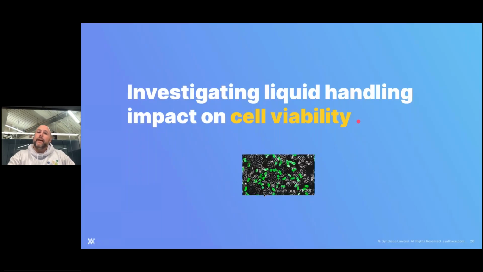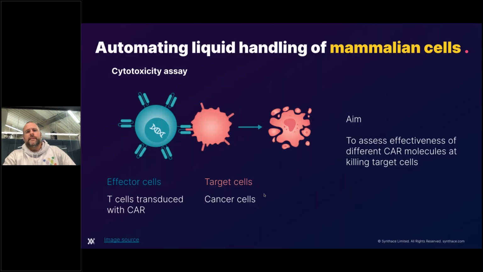So now we're going to look at an assay example where we wanted to assess the impact of handling cells using automation. The cell assay we were interested in was the cytotoxicity assay. Cytotoxicity assays are typically used to assess cell survival in response to some stimulus, such as, for example, different compounds.